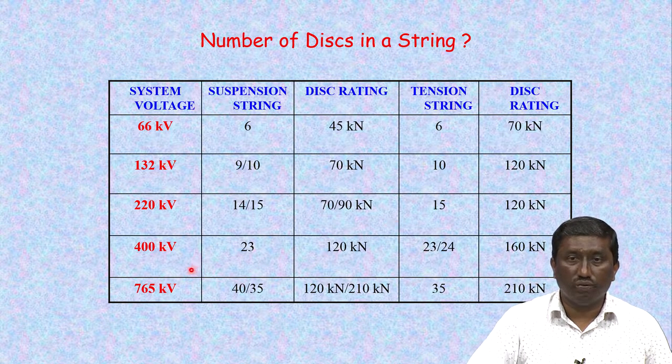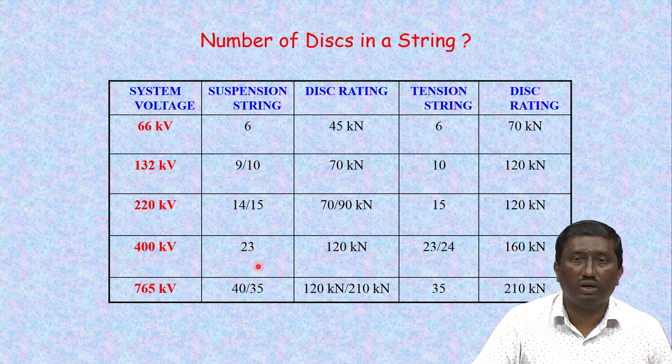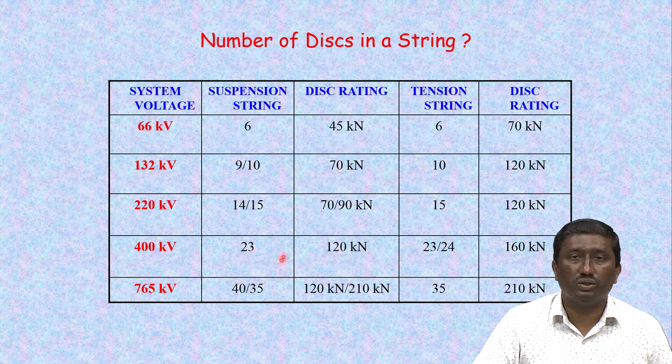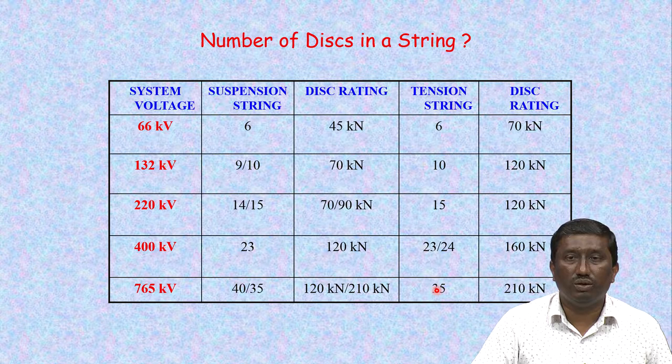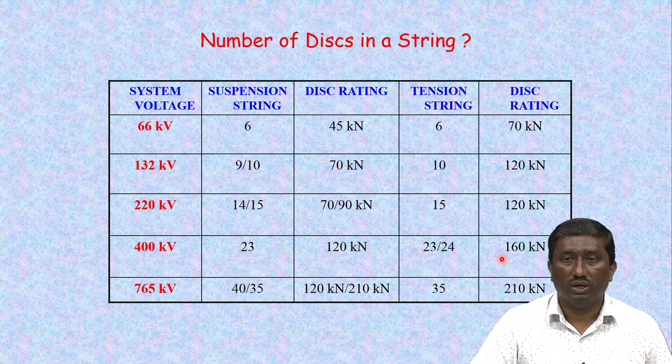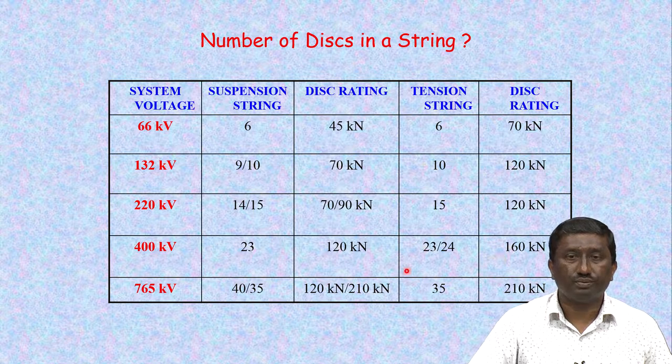For 400 kV, anywhere between 23 to 25 are used, depending upon the actual requirement and the area where the insulator string is used, in case of suspension. The mechanical rating will be 120 kilonewtons, and for tension strings it could be 23 or 24 or sometimes 25 insulators of 160 kilonewtons. It has to carry more load in tension. Then for 800 kV or 765 kV, depending upon the creepage of the insulators.